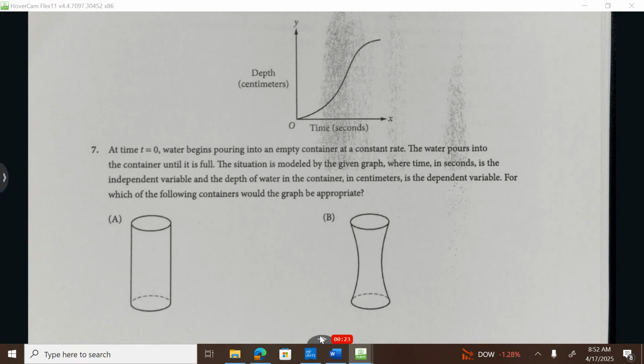The situation is modeled by a given graph where t is the independent variable and the depth of the water in the container is the dependent variable. For which of the following containers would the graph be appropriate? Okay, let's go one by one.